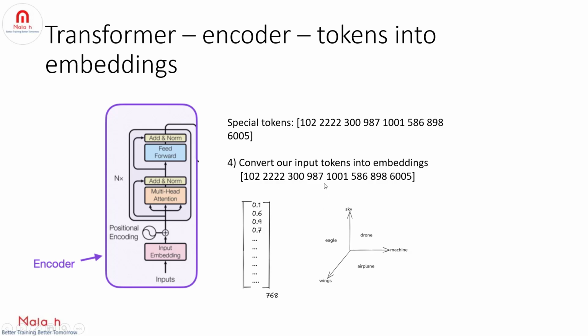Similarly 300, 987, and all the way to 6005. Each one will be represented as a 768 dimensional embedding. That is what will happen once the input is converted to input embeddings. And we have a total of 8 tokens, so we will have 8 embeddings with a vector size of 768. That is, every embedding will be of size 768 dimensions. So now what we did, we converted the text into embeddings of size 768 dimensions.